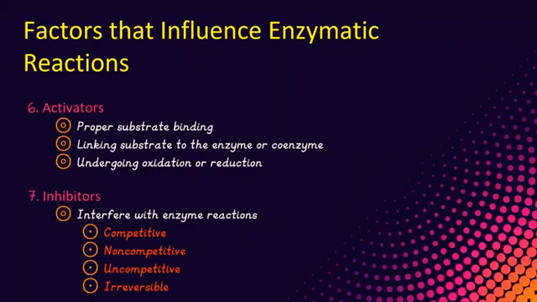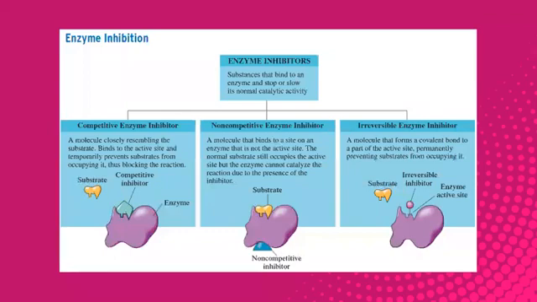And then we have our inhibitor. This is the opposite of our activators, so they can interfere with the enzyme reaction. Okay, so we have competitive, non-competitive, uncompetitive, and irreversible. Let us discuss these one by one.